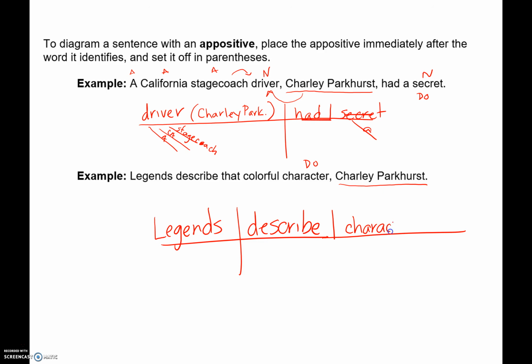Since Charlie Parkhurst is renaming character, it's going to go in parentheses after it. All of our other words are going to be diagrammed as we normally do. So we've done Legends, described, character, and Charlie Parkhurst. That leaves that and colorful, which are both describing character, so we're going to put them as adjectives underneath.